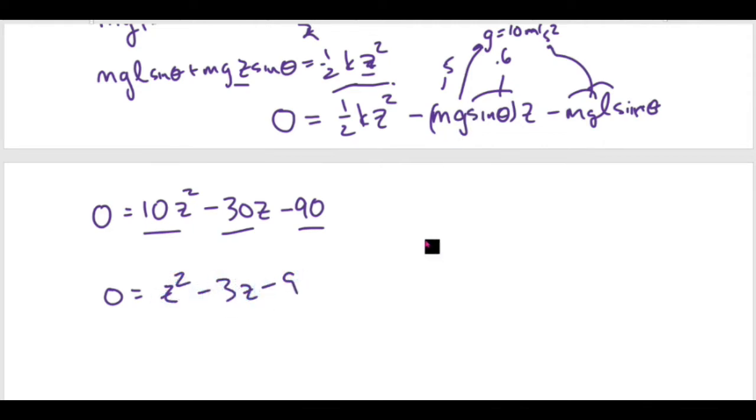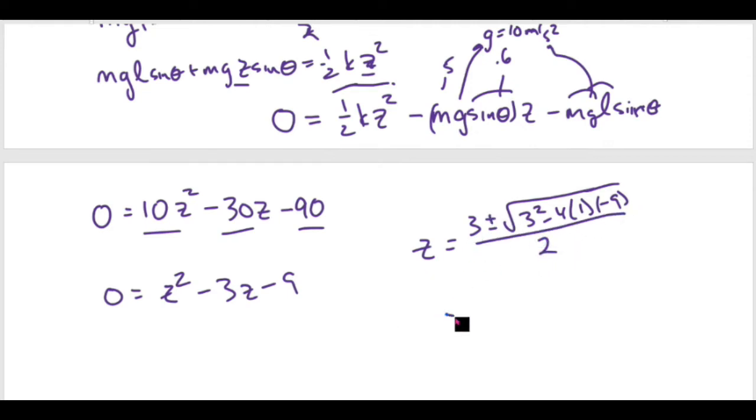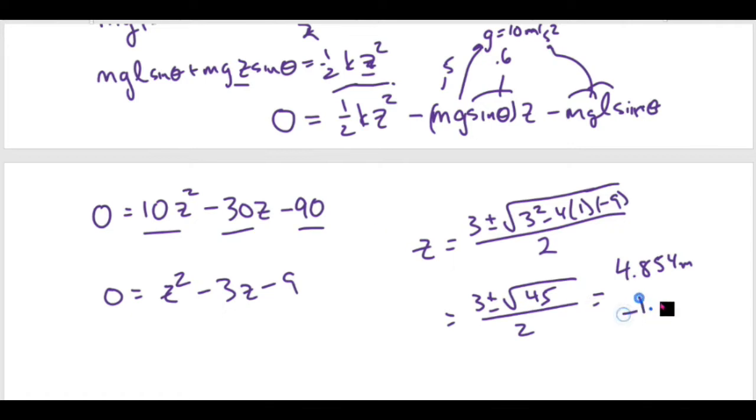So we have relatively simple numbers here. So z is equal to 3 plus or minus the square root of 3 squared minus 4 times 1 times negative 9, over 2 times 1. And so this becomes 3 plus or minus the square root of 45 divided by 2. Two solutions here. It is a quadratic, so one of our solutions is 4.854 meters, and the other solution is negative 1.854 meters.